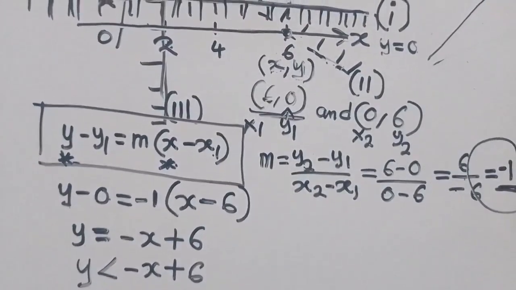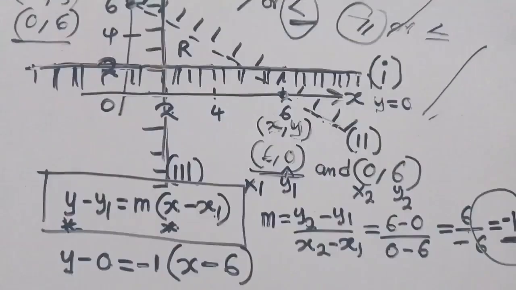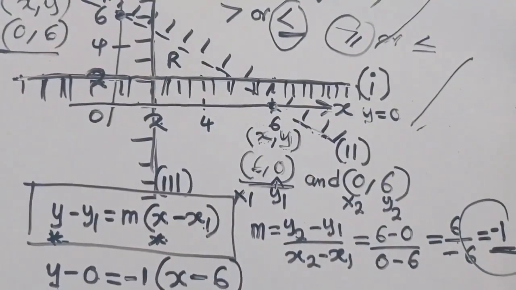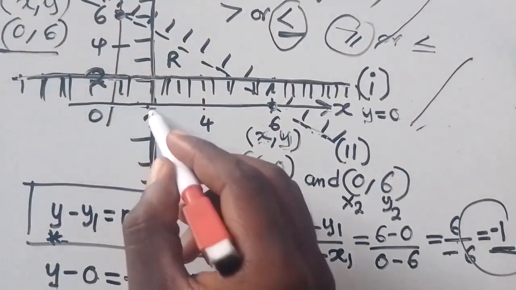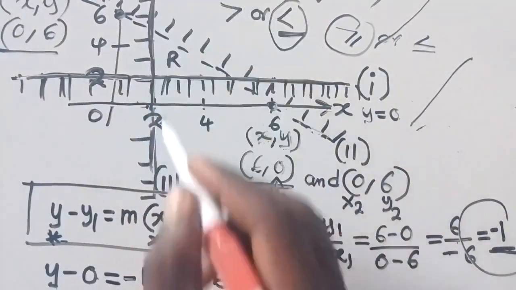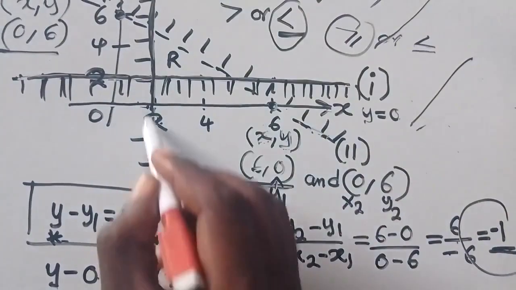So after you do this now, you go to the last one. This is the inequality here. Have you seen the way this inequality is? So this is a what? This is a vertical line.